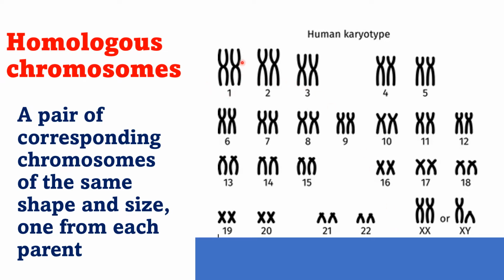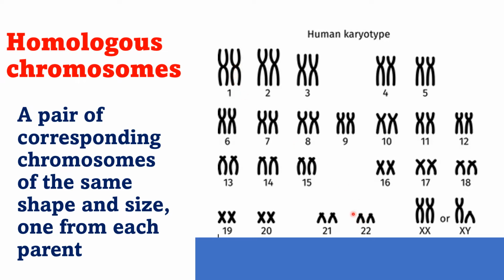Yes. If you check the first pair, you can see that they are the same shape and size, one from each parent. That means one chromosome from each pair is coming from mother. That is called maternal chromosome. Then the other chromosome from that pair is coming from father. That is called paternal chromosome. So maternal and paternal chromosomes are there in each pair.